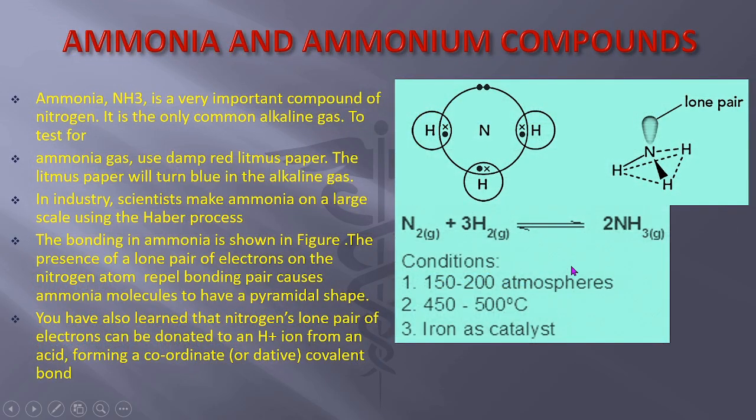Ammonia and ammonia compounds. You can see here, this is ammonia. Ammonia is formed by the reaction of nitrogen and hydrogen. This is an artificial reaction. To make ammonia, the conditions are 150 to 200 atmospheric pressure along with 450 to 500 degrees centigrade temperature and iron as a catalyst. Nitrogen has a lone pair here which does not react with anything. So in this way ammonia is formed.